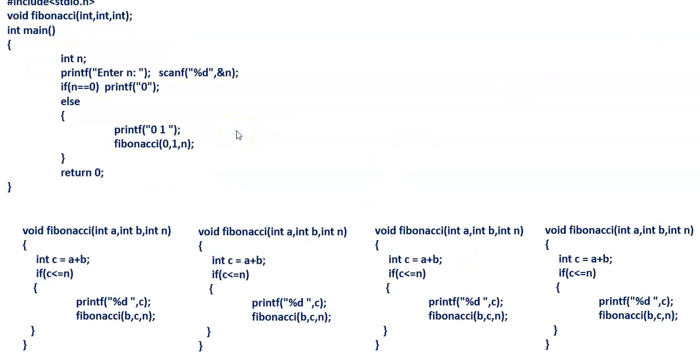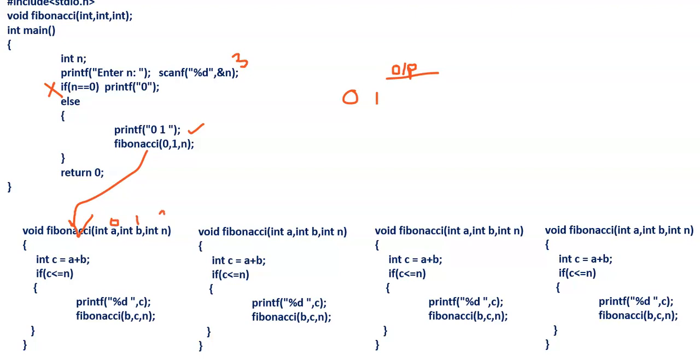And then we see the logic here. We see the background analysis. Let us say we give n value 3. Now 3 is not equal to 0, so this condition fails. We come to the else part. In the else part, we directly print 0 and 1. Then we call the Fibonacci function by passing values 0, 1 and n. Now here a value becomes 0, b value becomes 1.